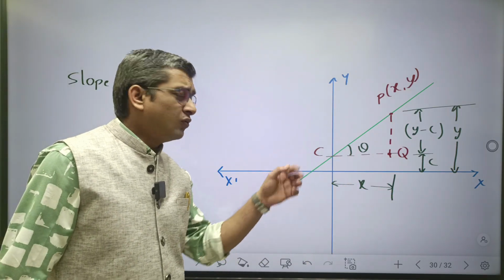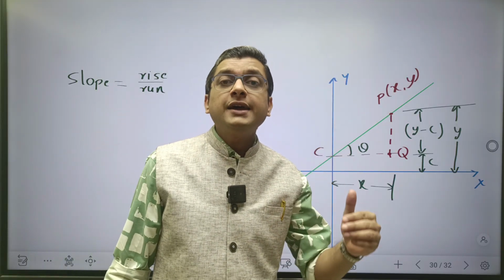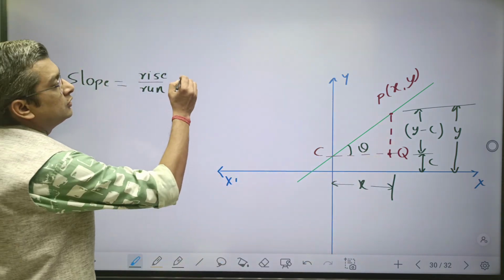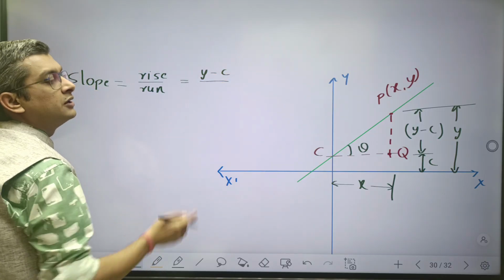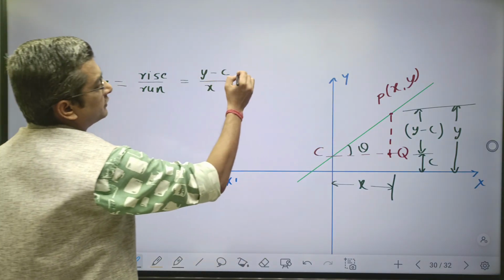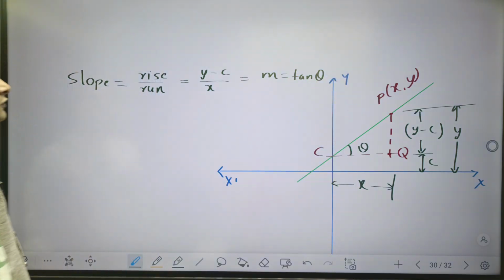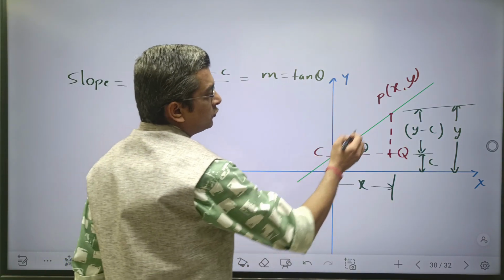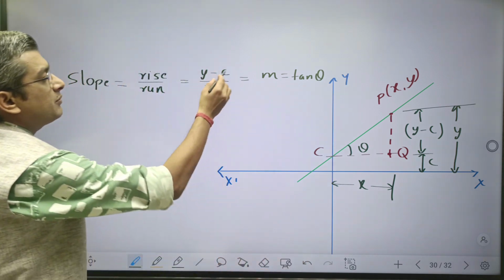So what is the slope when you move from point C to point P? Slope is defined as rise by run. By moving from point C to point P, the distance you cover along the y-axis is y minus c, divided by run, that is the distance you covered along the x-axis, that is x. And this slope is represented by m, and this is also tan theta, isn't it? The slope is also tan theta. Why? Because when you move from C to P, the vertical distance you covered is y minus c, and the horizontal distance you covered is x.